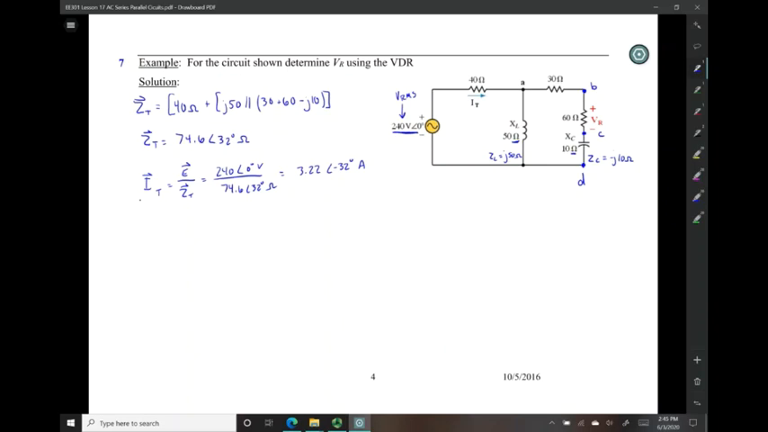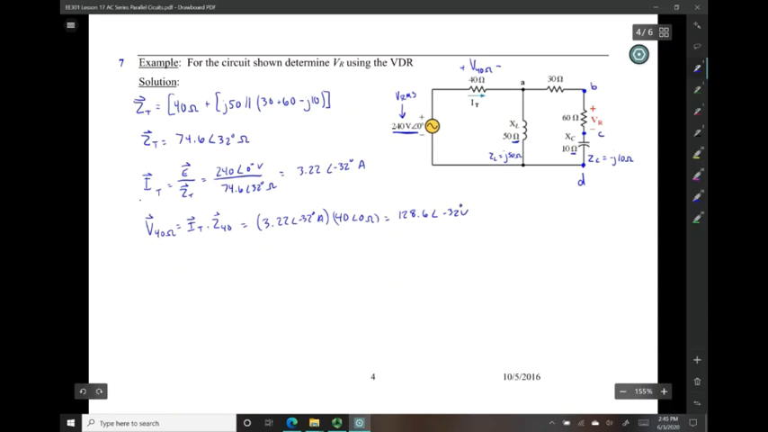So if I use Kirchhoff's voltage law and I find the voltage drop across this 40 ohm resistor, I can then find out the voltage drop from A to D. So just using Ohm's law, I can compute the voltage drop across that 40 ohm resistor, which is 128.6 volts, phase angle minus 32 degrees.